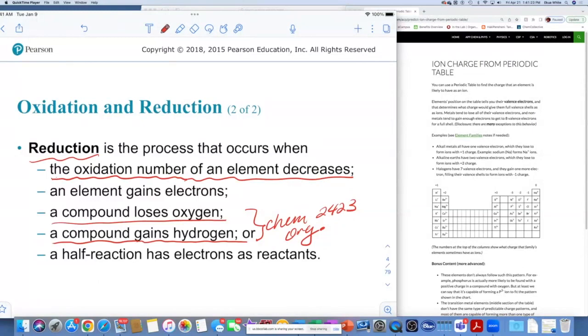Anyway, what was I saying again? Oxidation number of elements decreases. So when the oxidation number decreases, then you know that you are dealing with reduction.